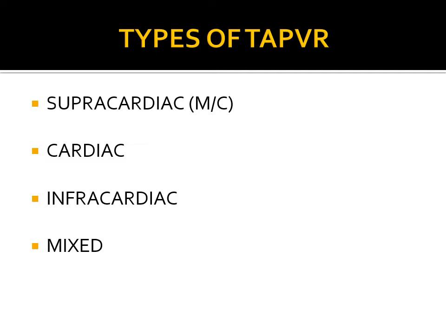In the cardiac type, the pulmonary veins drain either into the right atrium or the coronary sinus. In the infracardiac type, all the pulmonary veins drain either into the portal vein or the hepatic veins or the inferior vena cava. In the mixed type, some of the pulmonary veins drain into the brachiocephalic vein or superior vena cava, others drain into the right atrium, and a few may drain into the IVC or hepatic veins. That is, the veins may have different drainage. The mixed type is the least common type.